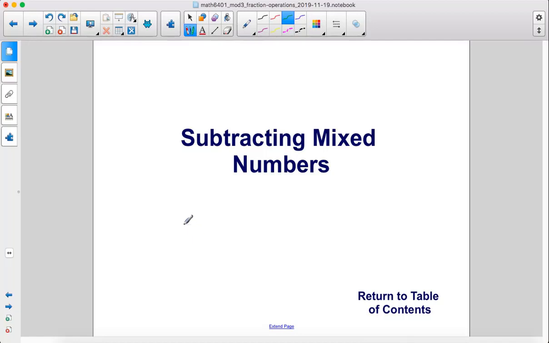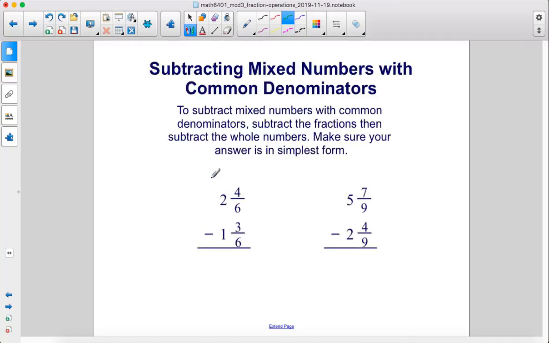Subtracting mixed numbers. To subtract mixed numbers with common denominators, subtract the fractions, then subtract the whole numbers. Make sure your answer is in simplest form. 2 and 4/6 minus 1 and 3/6. So 4/6 minus 3/6.